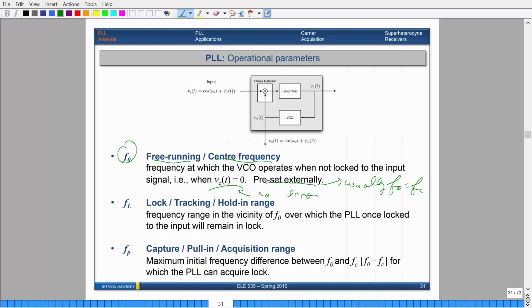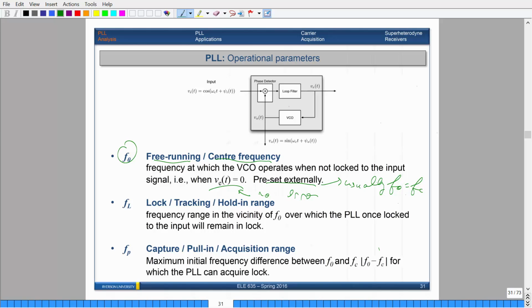That makes sense. Then you have what's known as the lock, tracking, or hold-in range. Basically, you have to make your carrier frequency within the vicinity of your free running frequency. It has to be within some tolerance of the free running frequency to recognize it and say, okay, I have to start tracking the signal and start making the output frequency match the input. So that's what the lock, tracking, or hold-in range is.